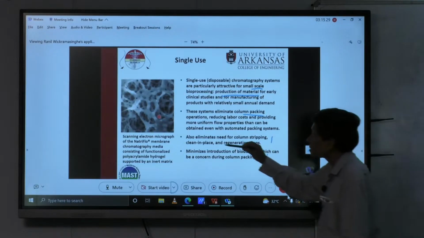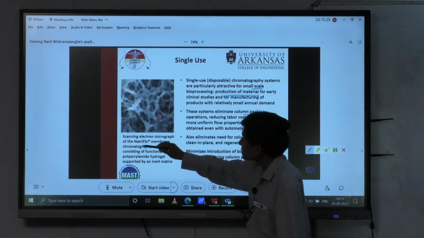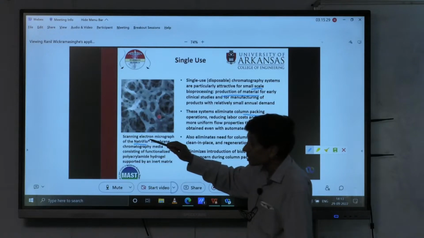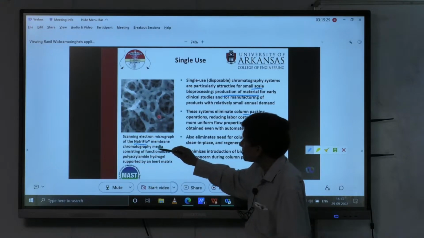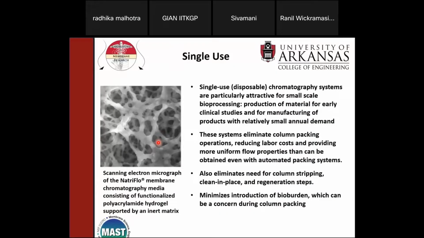And then this is an example of an interesting membrane. It's made by this company Natrix, which was bought by Millipore, and they use a membrane chromatographic media because they're functionalized polyacrylamide gel supported by inert matrix. So there are many, many new developments in these areas which are looking at trying to increase capacity, because capacity is a limitation for membranes, okay? All right, so let's move on from there then and finish this lecture.